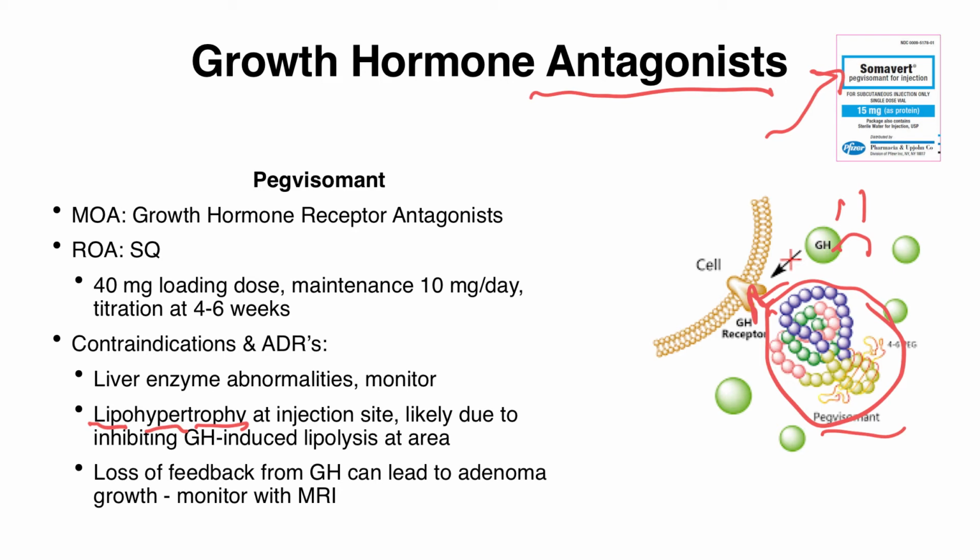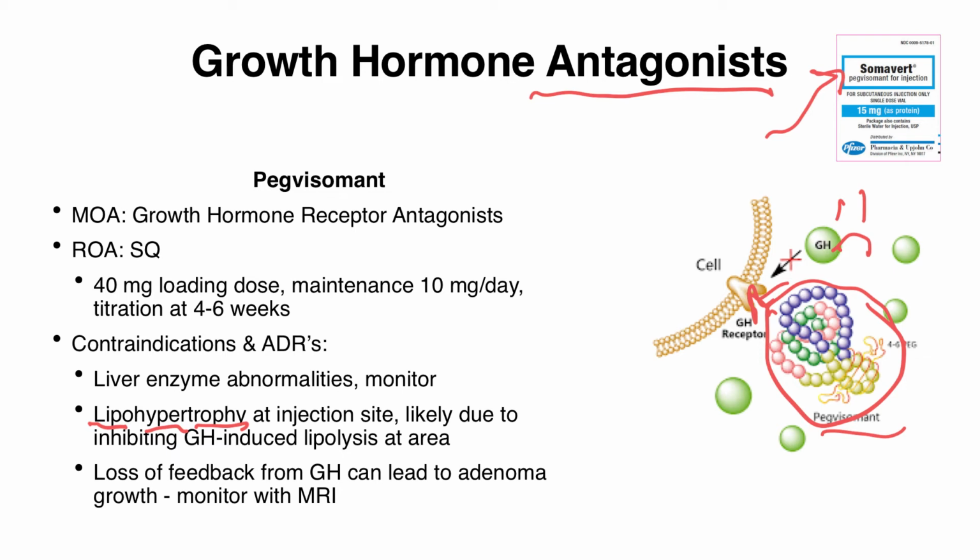And that's kind of predictable if we think about the physiology. Growth hormone encourages adipocytes to break down their fat so that we can utilize it. If you're injecting growth hormone antagonists into an area, we're going to see immediate local reactions on the fat there. So that's lipohypertrophy. Moving around injection sites is one way to make that a little bit less noticeable.